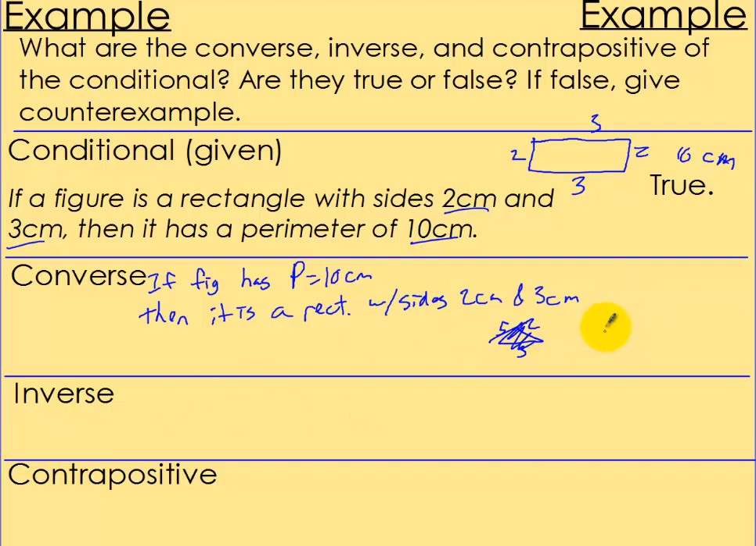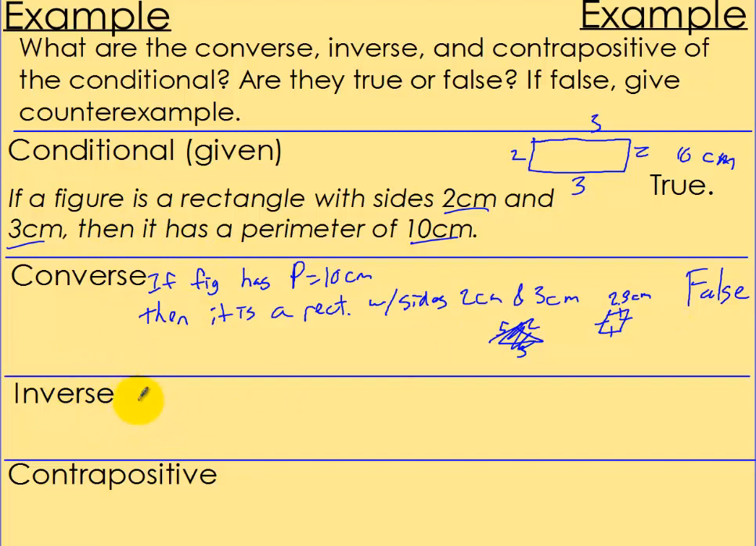So, let's do one. Just any sort of polygon. It could be a rhombus. So, let's do a rhombus. All the sides are the same, and all sides are going to be 2.5 centimeters. And there's 4 sides. They add up to 10, but they're not a rectangle. And those sides are all 2.5. They're not 2 and 3. So, this is false.